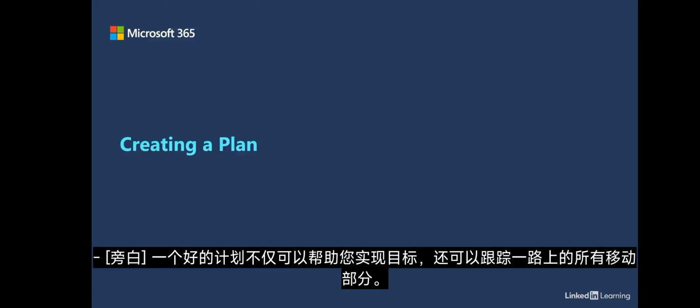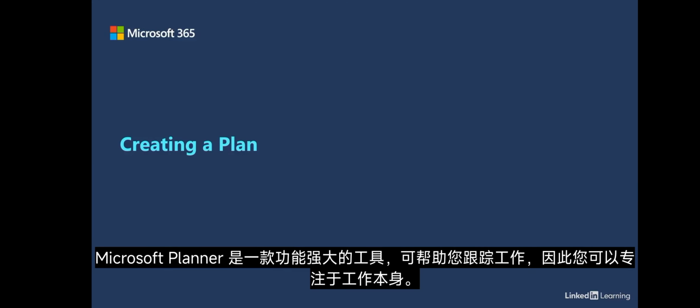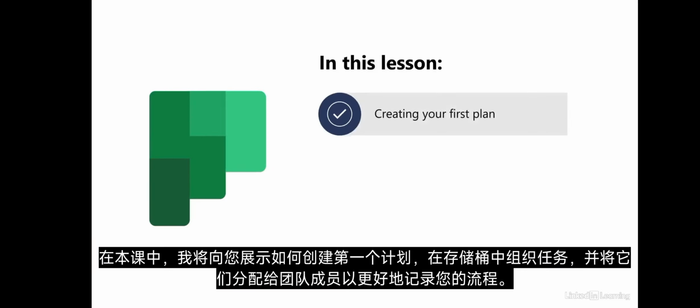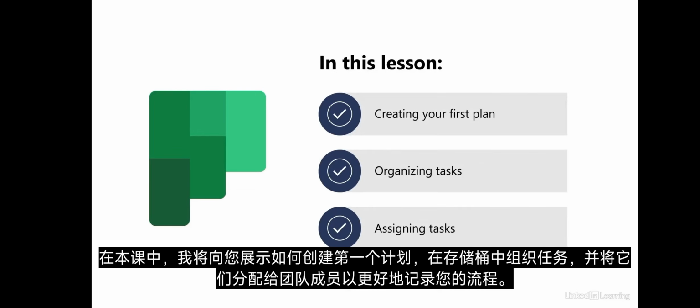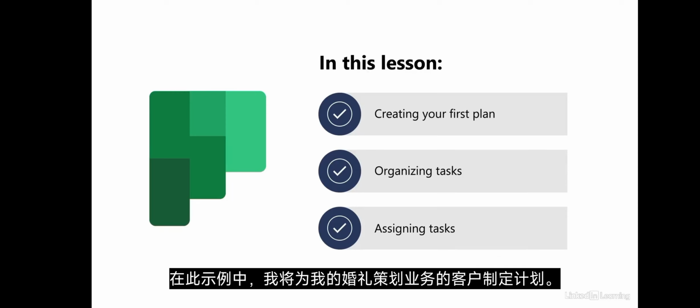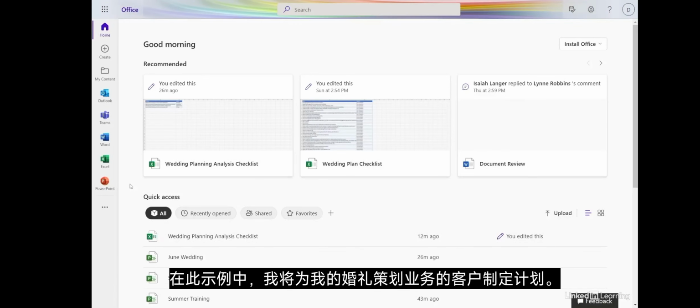A good plan will not only help you achieve your goals, but also track all the moving pieces along the way. Microsoft Planner is a powerful tool that helps you keep track of work so you can focus on the work itself. In this lesson, I'll show you how to create your first plan, organize tasks into buckets, and assign them to teammates to better document your process. In this example, I'll be creating a plan for a client for my wedding planning business.